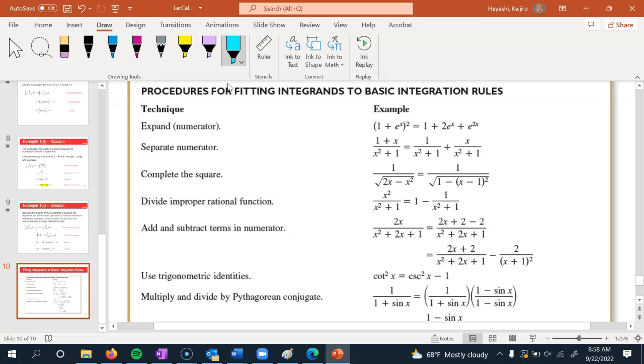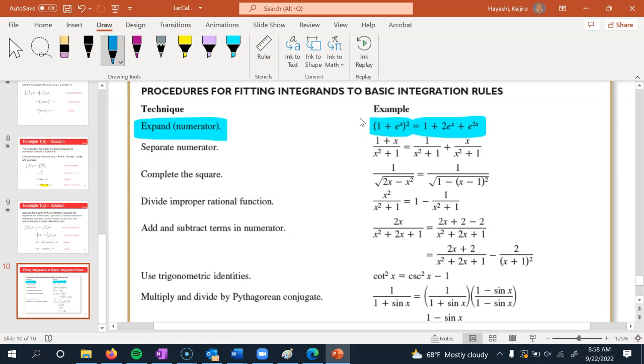to simplify it. So if you have something like 1 plus e to the x that's all being squared, go ahead and square it. Go ahead and write 1 plus e to the x times 1 plus e to the x, FOIL it out, come up with the three terms that it's going to be.